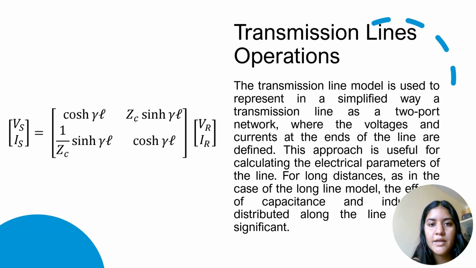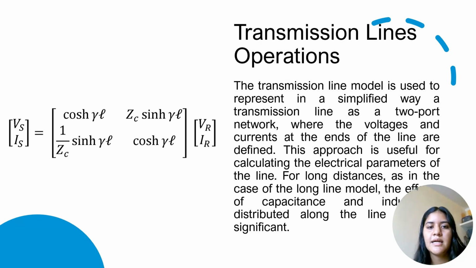Hello, my name is Saskia Velarde and I will talk about the transmission line operations. In transmission line operations, we model the line as a two-port network to define the voltages and currents at both ends. For longer distances, it's essential to account for the distributed effects of capacitance and inductance, as they significantly influence the line's electrical behavior. What electrical parameters do we calculate?